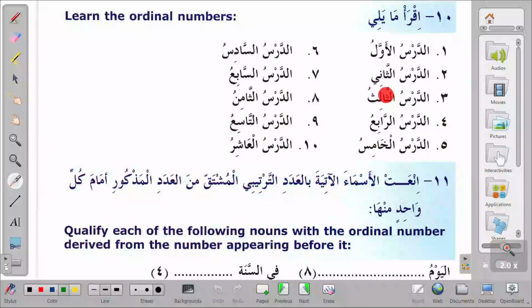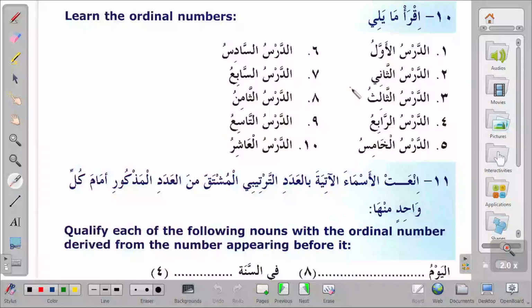So if it is feminine, here it will be feminine. If it is masculine, it will be masculine. If it has alif wa lam, it will also have alif wa lam. If it has dhamma on the last letter, here it will have dhamma. We talked about the adjective and the noun, how they should agree. That is the same thing applied here. There's no new rule here. It is just the normal rule of the adjective.